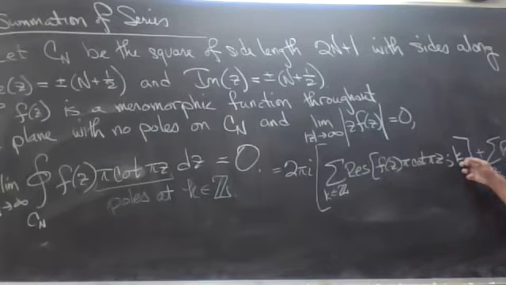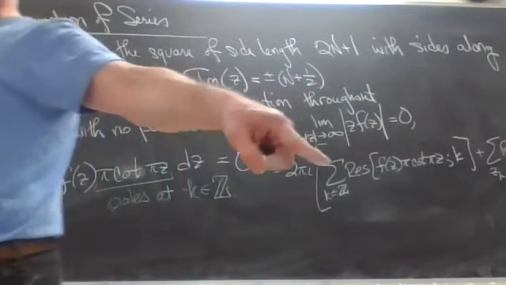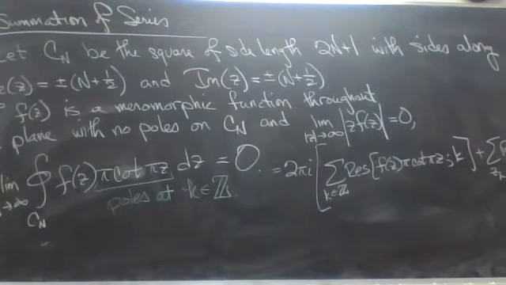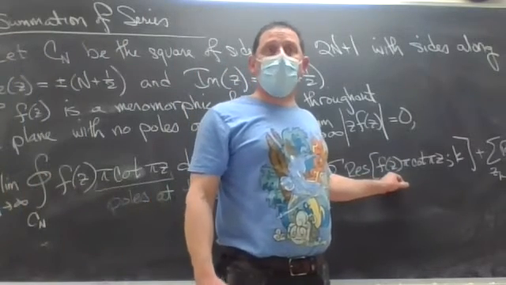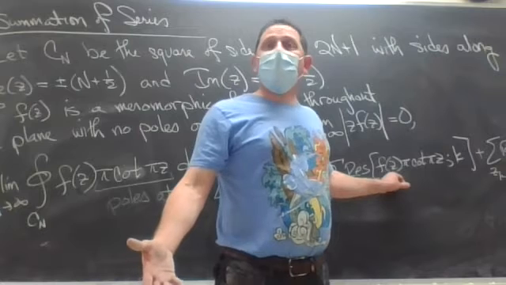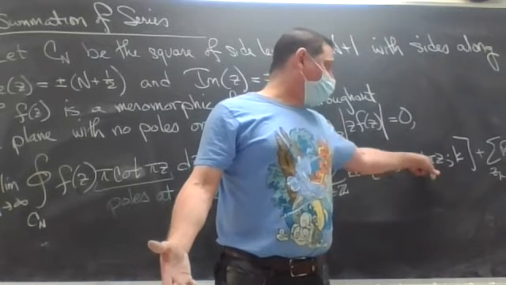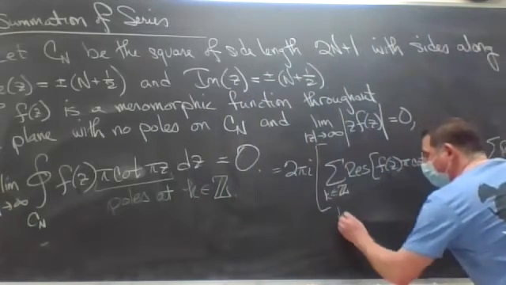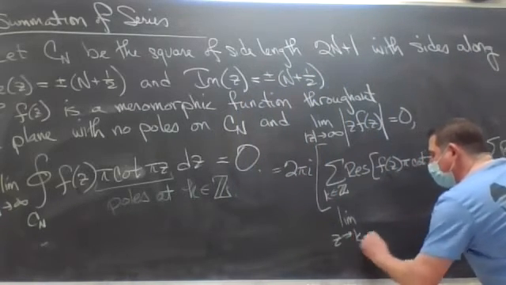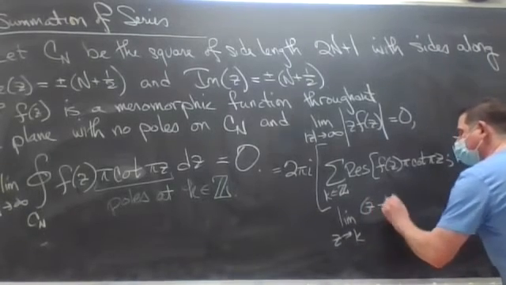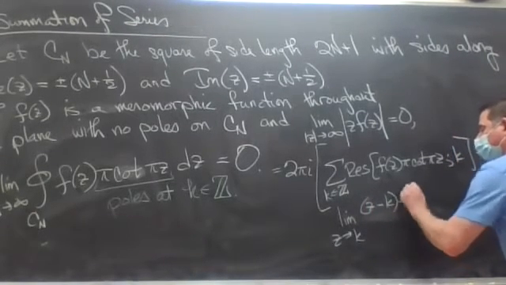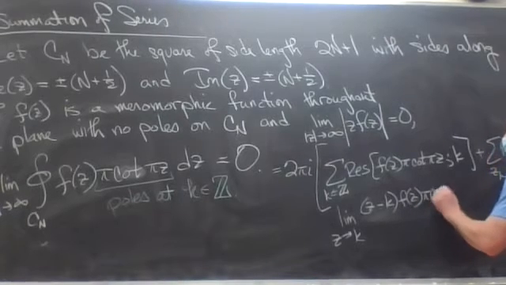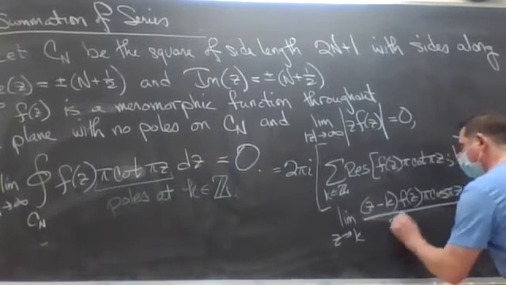All right. Now, what are the residues of F of Z times pi cotangent pi Z at the poles of pi cotangent pi Z? Well, as long as they're separate, as long as you don't have a problem in F of Z, for example at Z equals 0, as long as we have a simple pole in pi cotangent pi Z times F of Z, what is the residue? Well, it's going to be the limit as Z approaches K of Z minus K, F of Z, pi cosine pi Z divided by sine pi Z.